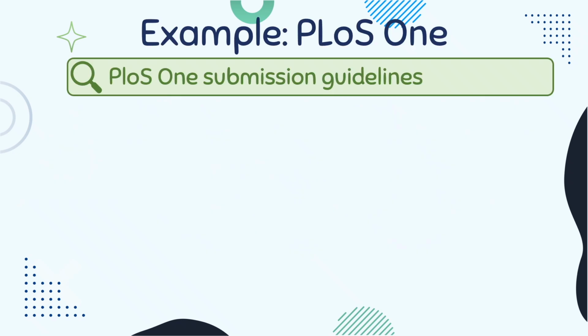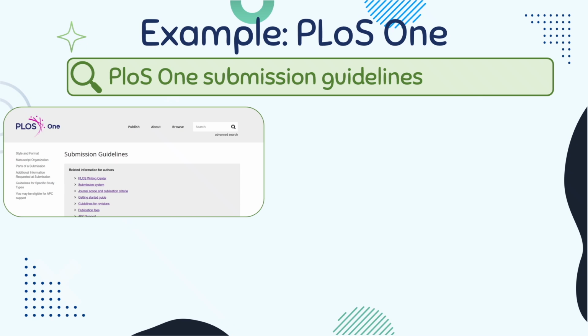Let's walk through an example of looking at submission guidelines. We're going to look at a journal called PLOS ONE. So what I would do is I would Google PLOS ONE submission guidelines. When I follow the link, you'll see something like this. They have a section for style and format, manuscript organization, parts of a submission, pretty much anything you could possibly want to know about the proper way to format for submission to this paper.